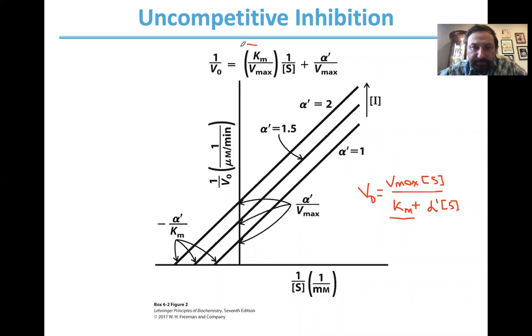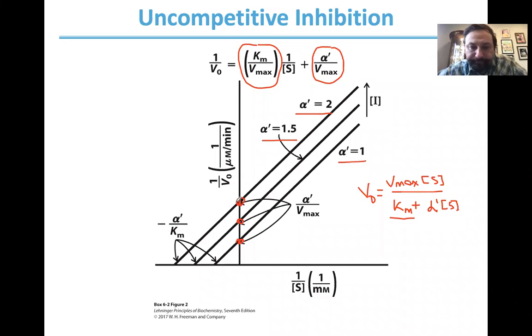This is the slope. The slope doesn't change. That's why you get all these parallel lines as you go from alpha prime equals 1, to 1.5, to 2. They are all parallel lines because the slope does not change. But what will change is the y-intercept, because the alpha prime ends up in this portion of the equation. And so you keep climbing. First you're here, then you're here, then you're here.